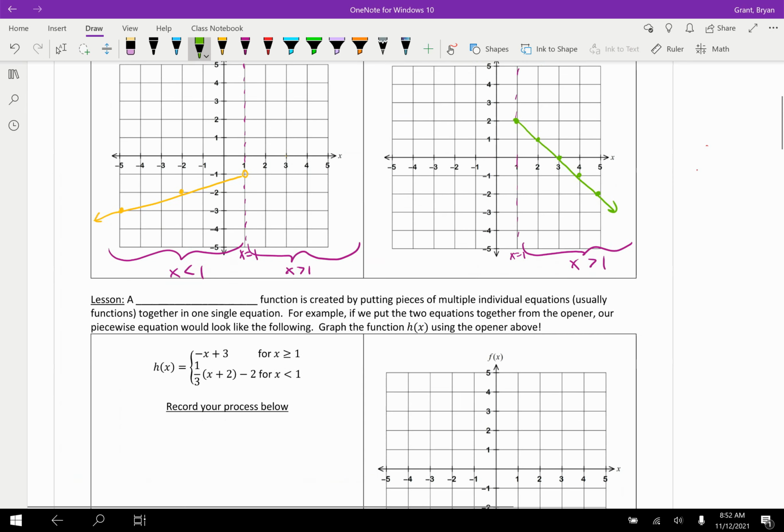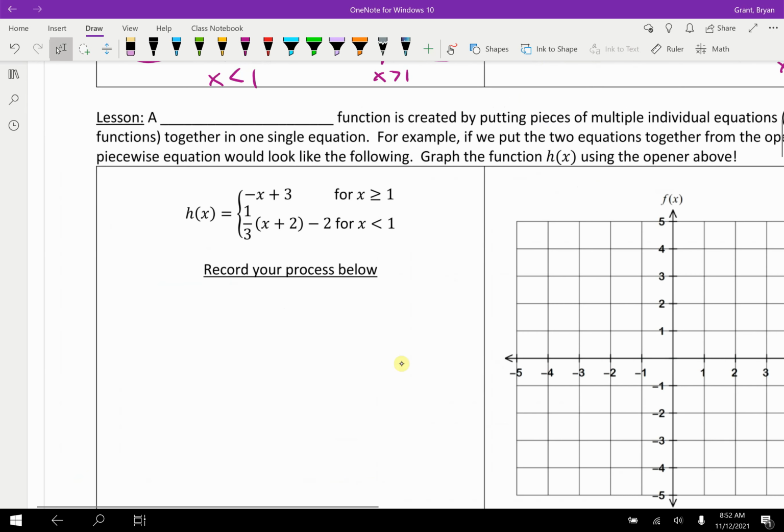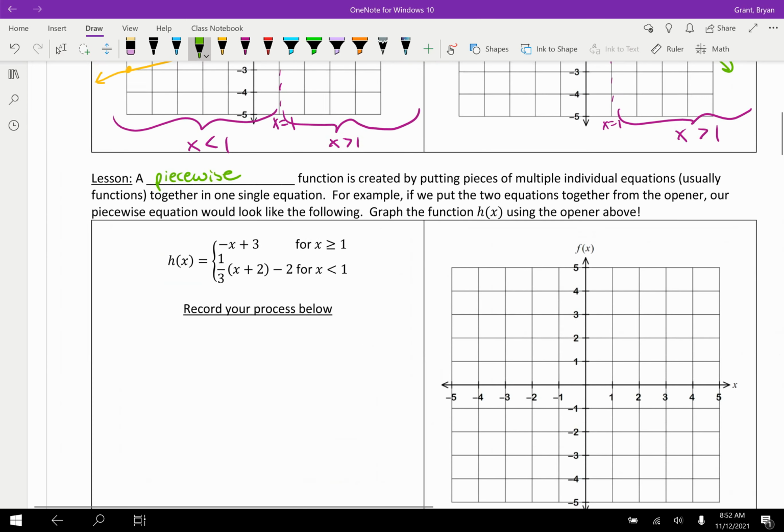Okay, let's jump on to our lesson for today. A piecewise function is created by putting pieces of multiple equations, usually functions, together in one single equation.